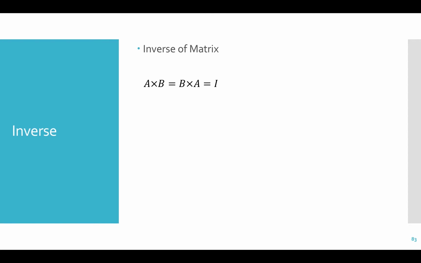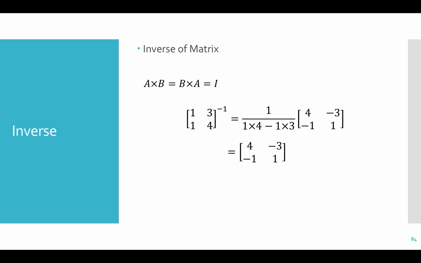So the inverse of a matrix is defined like this, right? A times B equals B times A equals I. So if A and B are inverses, I should be able to multiply them together and get the identity matrix. Like so. So I remember I took the inverse of this matrix. Now if I multiply them together, I do get the identity matrix.